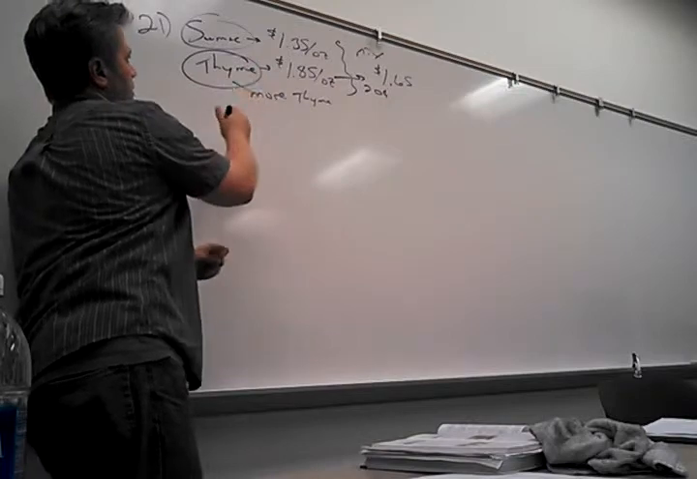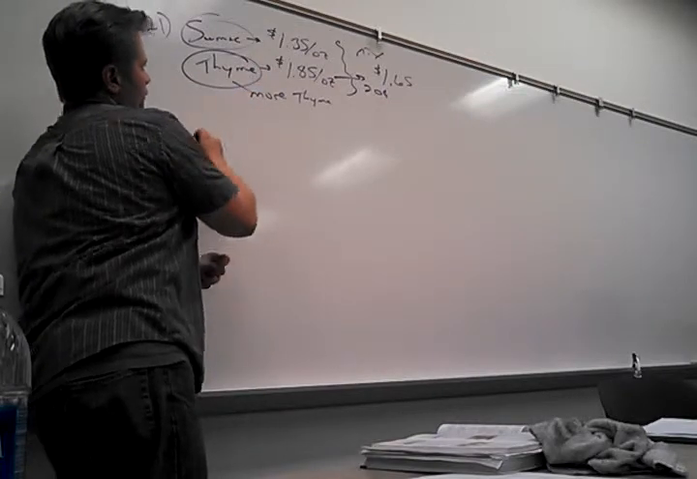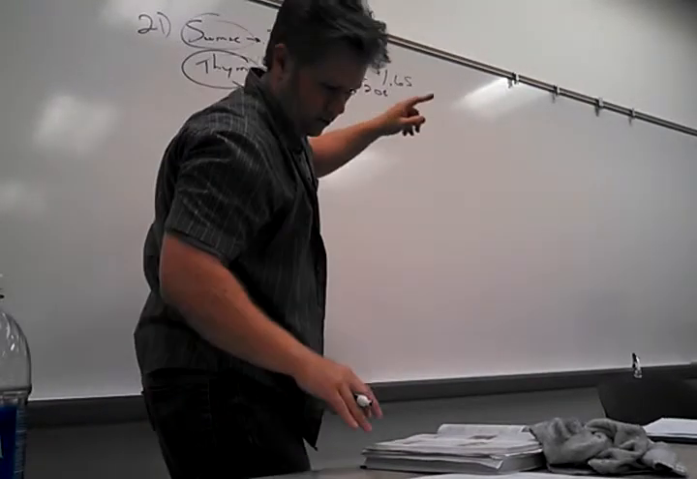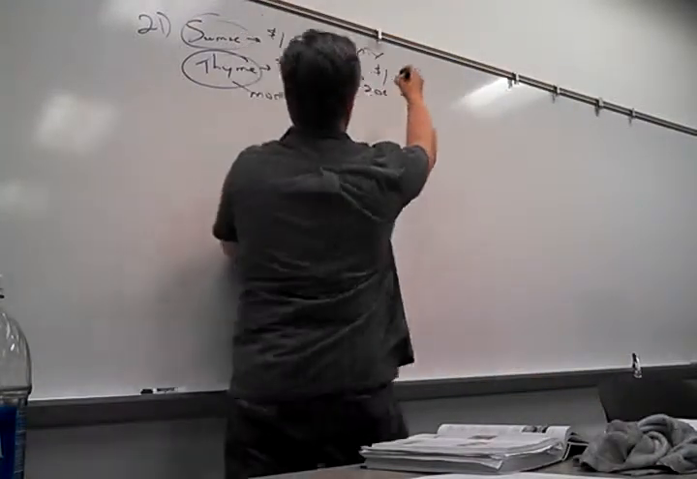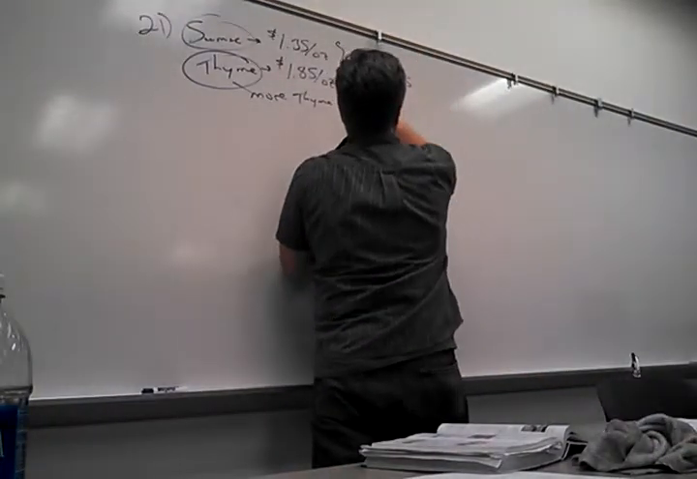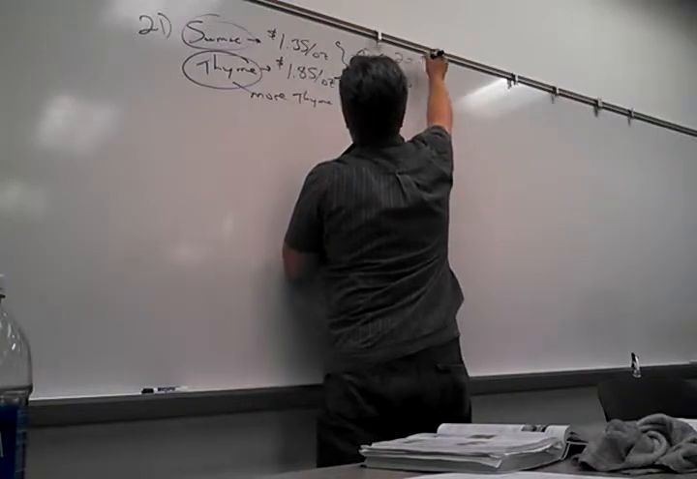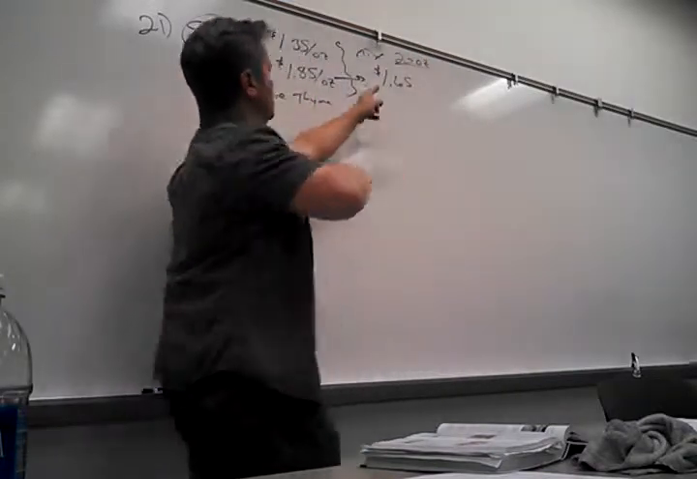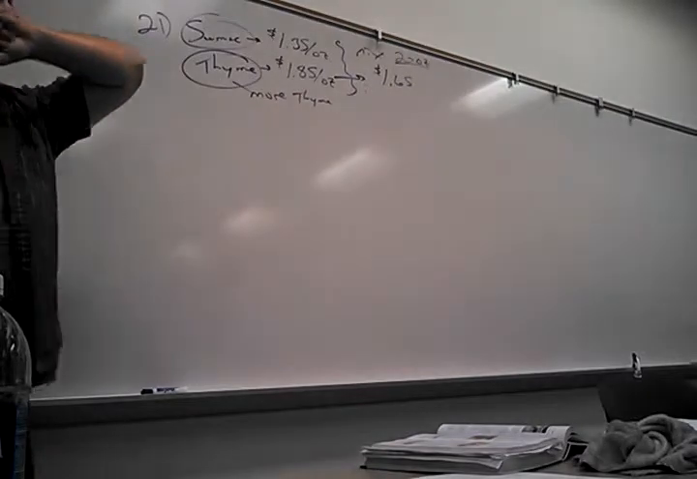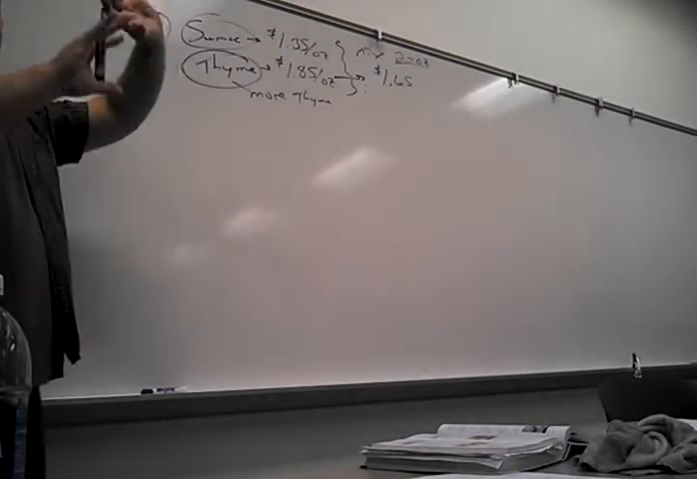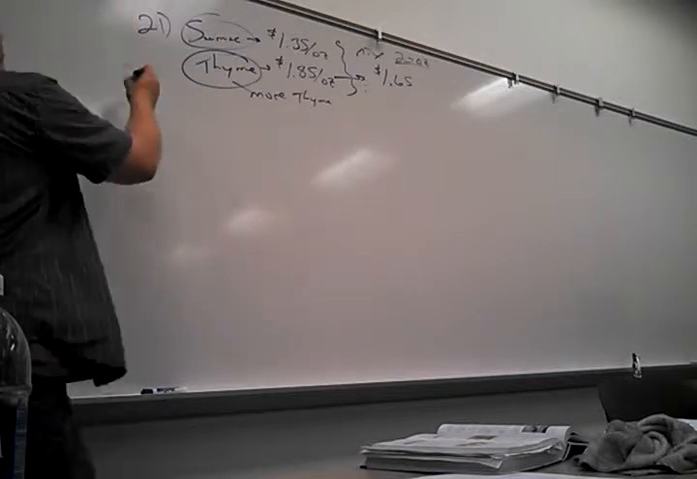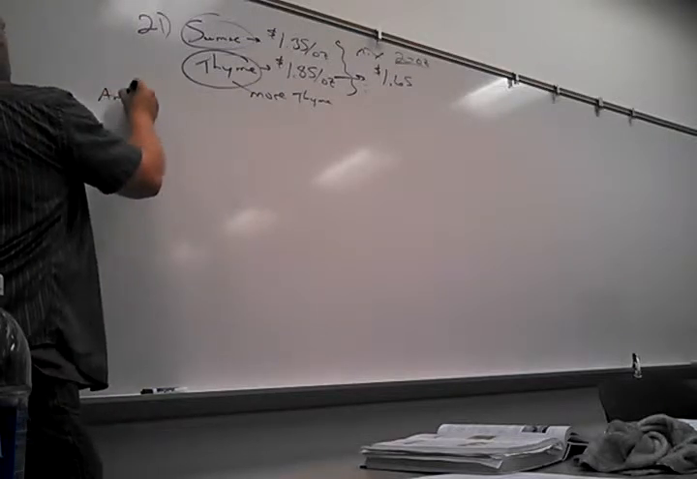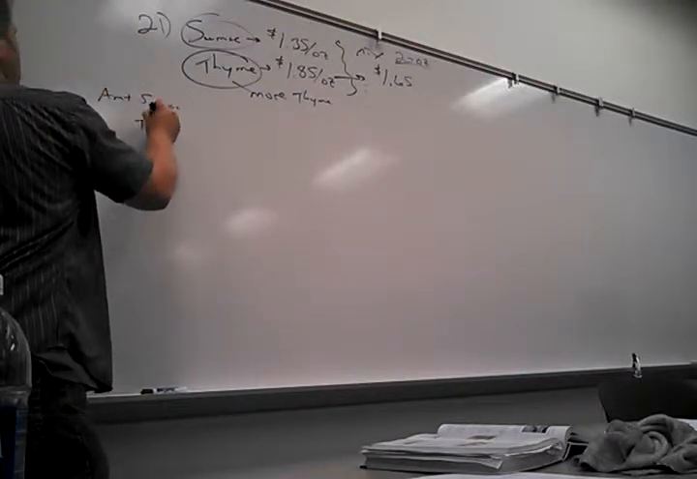So how do I put this together? I think I left one thing out. 20 ounces, yeah. So he wants a mixture of 20 ounces at $1.65. Okay. So what are the two unknowns here? How much of each? So I've got the amount of sumac and the amount of thyme.